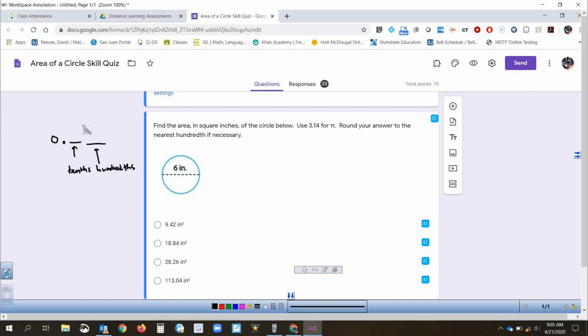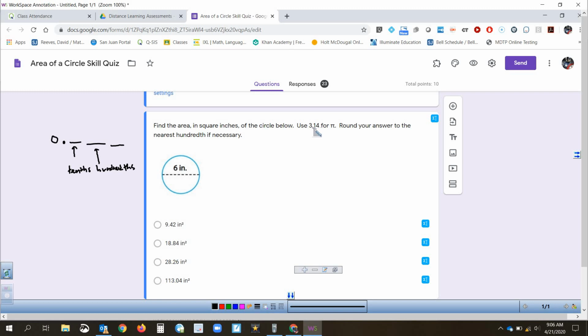So when you're asked to round to the tenth, you look at the next one over, and if it is 5 or bigger, you round up. And if it is smaller than 5, you round down. If you're asked to round to the hundredths, then you would go to the next place here. And same thing, if this number is 5 or bigger, then you round this number up. And if it's smaller than 5, then you round down. All right, so pay attention to what it says because it alternates between hundredths and tenths and even occasionally whole number. Pay attention to what it says to use for pi.